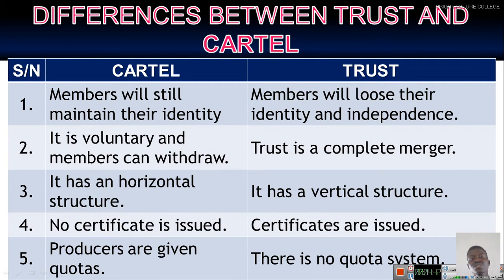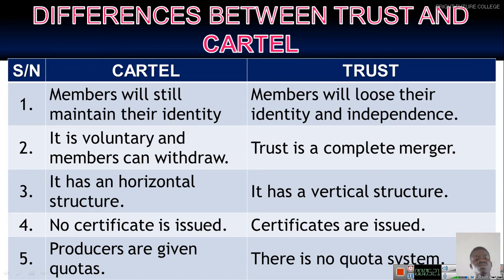Now let's look at the difference between cartel and trust, because they are close. They are similar, but there are differences. Number 1, for a cartel, members still maintain their identity, just like Nigeria maintains its identity in OPEC. But in a trust, members lose their identity. A cartel is voluntary. You can withdraw. But a trust is a complete merger, it's involuntary. Once you sign the agreement and you are part of the company, you either remain there or if you go, you are no more part of the trust.